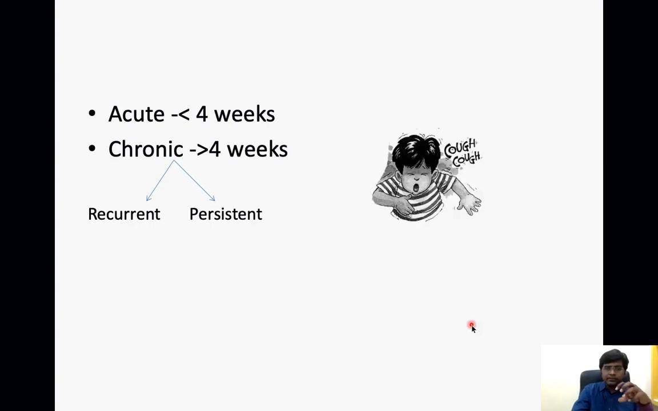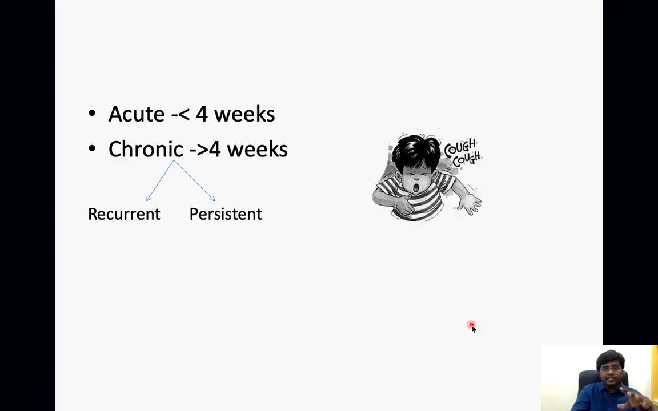Based on the duration of cough, for example, if the mother says the child has been suffering from cough for the past 1 week, then it comes under acute cough. At the same time, when the cough duration is more than 4 weeks, it is categorized as a chronic cough. And again, chronic cough can be divided into a recurrent pattern or a persistent pattern. If the mother says my child is coughing every day, then you think of a persistent cough.